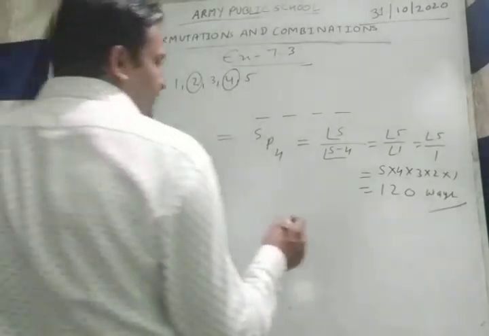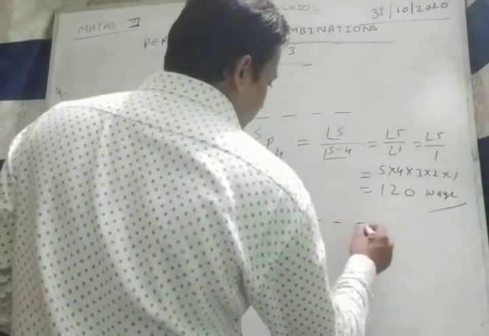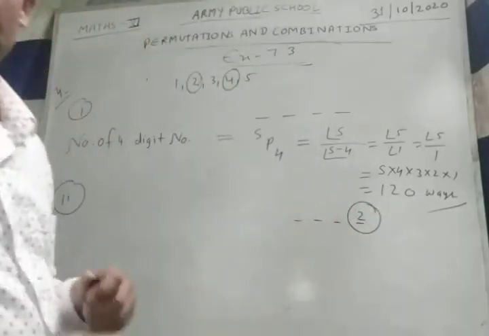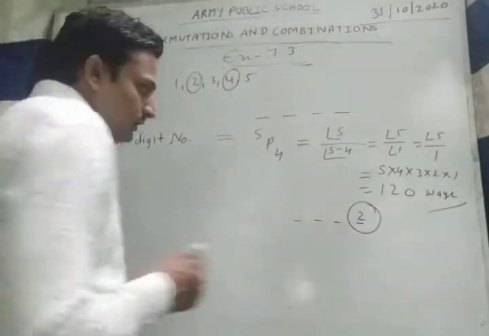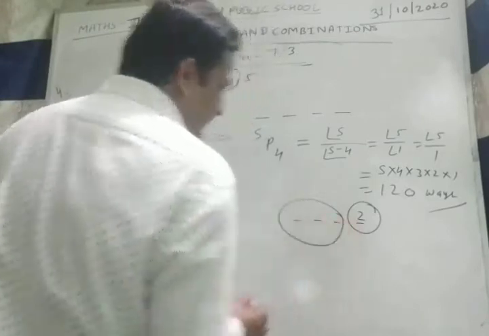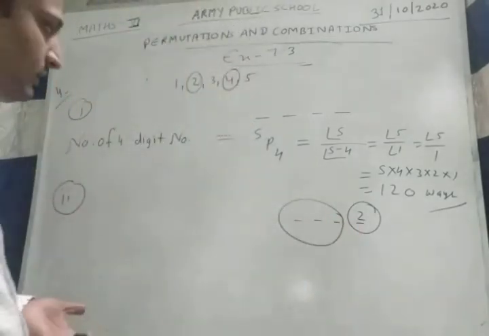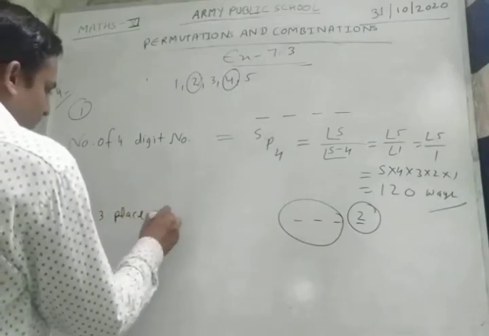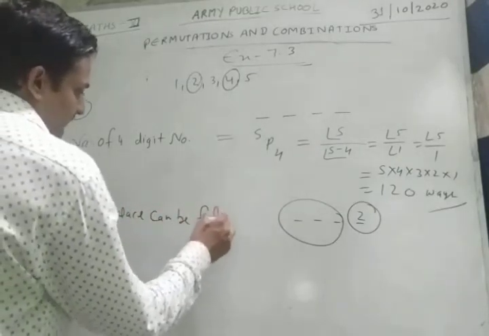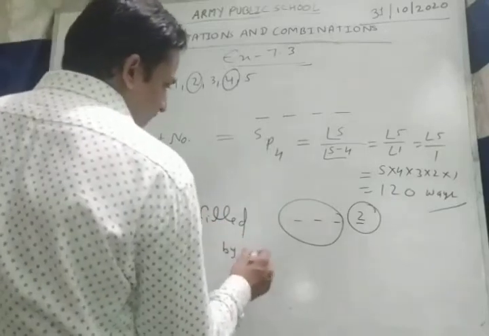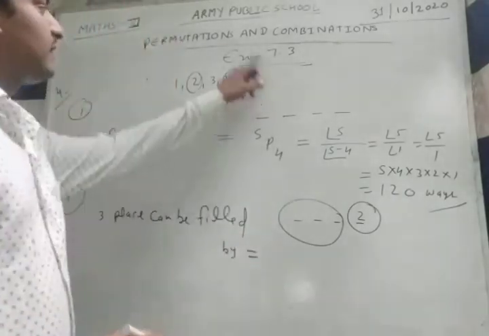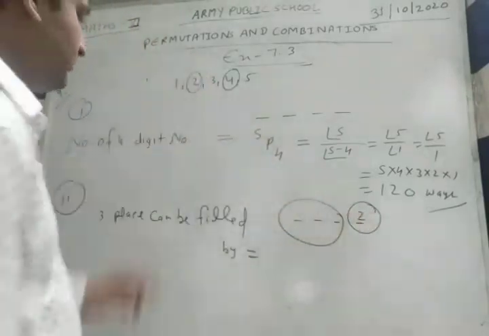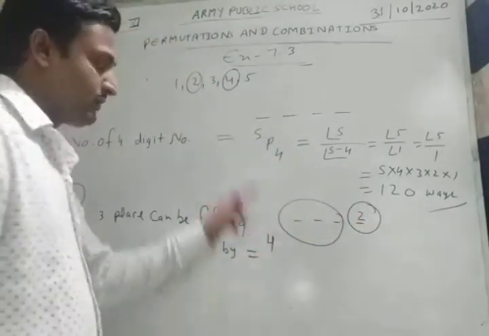Look at the second part: 1, 2, 3, 4. If we are taking 2 at the unit place, so these 3 places can be filled by how many ways? There are 5 numbers. One I am going to fix here, 2. So the remaining numbers are 4. So the total number is 4.